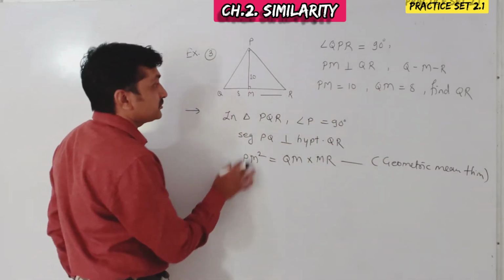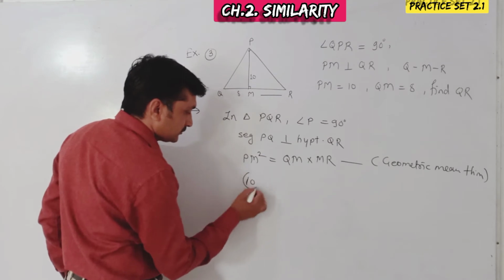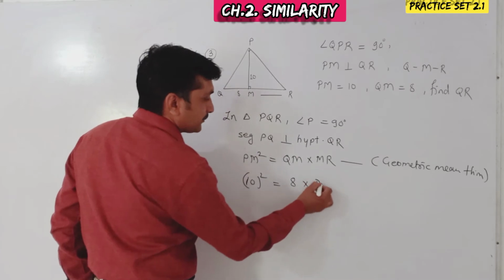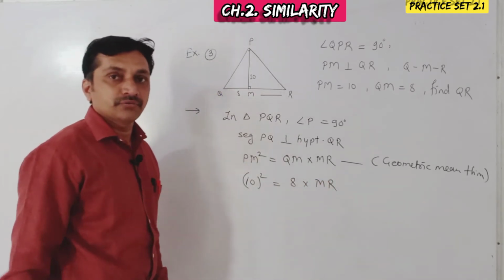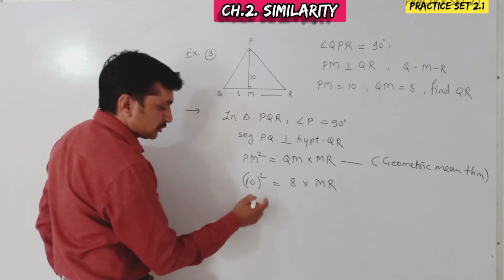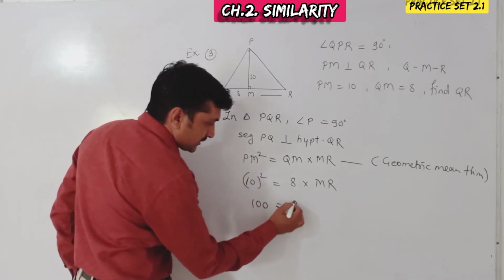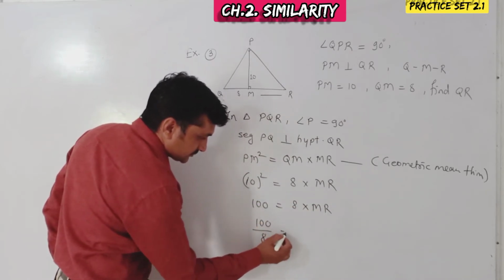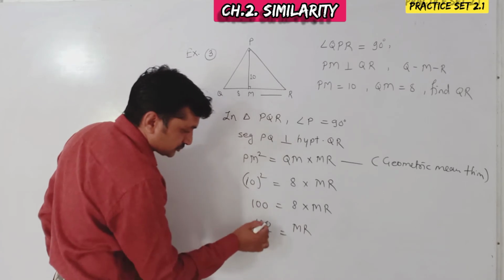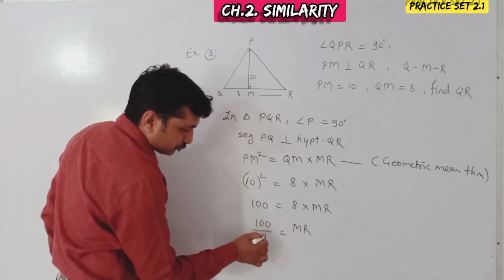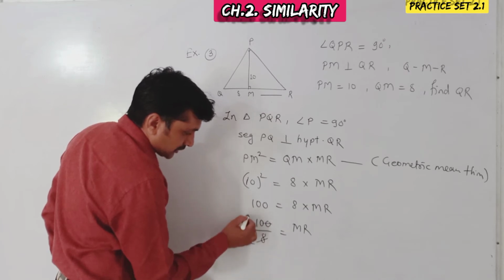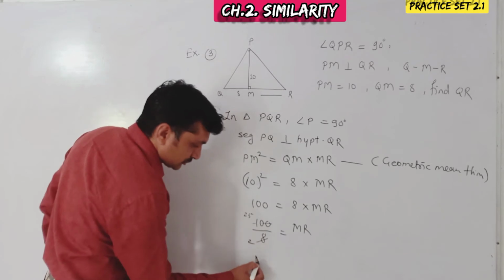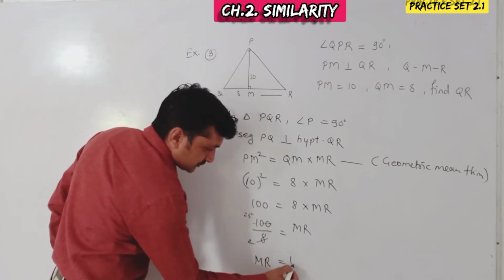PM is given 10 square, don't write only 10 here, write 10 square. QM is given 8 multiplied by MR, which is not given. We have to find it first, then we get QR. Now solve it. 100 is equal to 8 multiplied by MR. Now 8 will come here. 100 divided by 8 is equal to MR. Now if we reduce here by 4, then 4 2s are 8, and here 25 4s are 100, right? Then MR is equal to, we get half of 25, means 12.5.